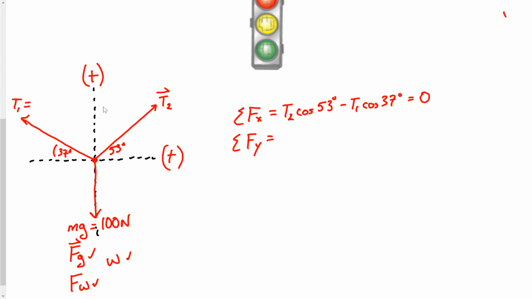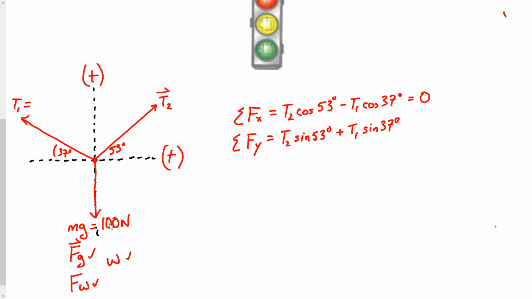Now, sum of the forces in y, same thing. We look for anything pointing up, since I made that my positive direction. So I'm going to write T2 sine of 53 degrees. And then I look over here, and T1 also has a positive upward component, so I'm going to write plus T1 sine of 37 degrees. And now we'll sit here and look and see if there is anything pointing down. And yeah, take a look.